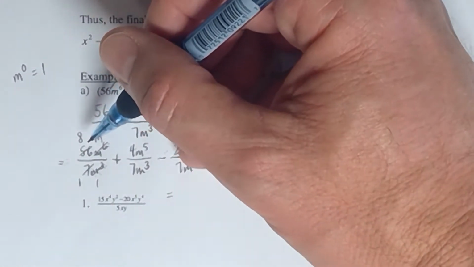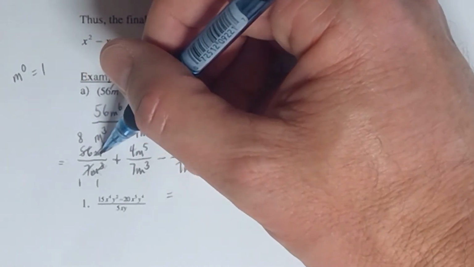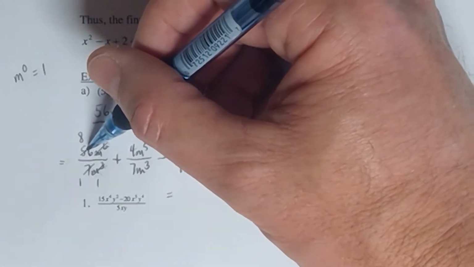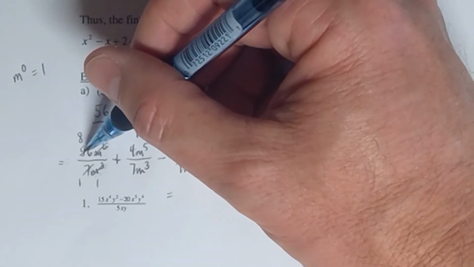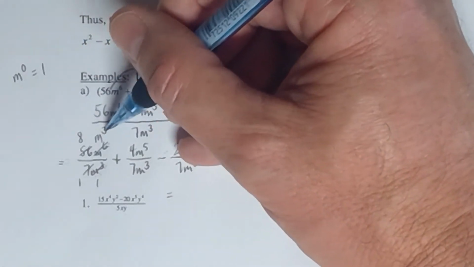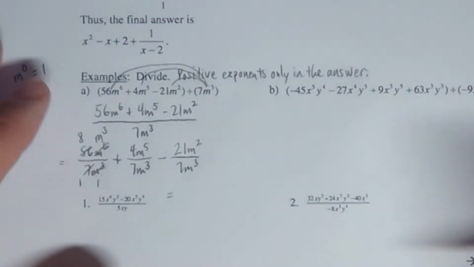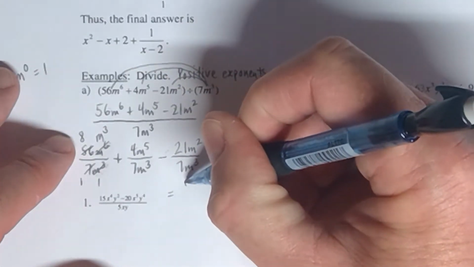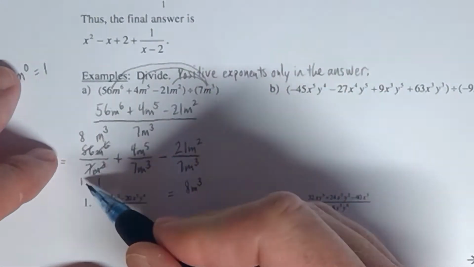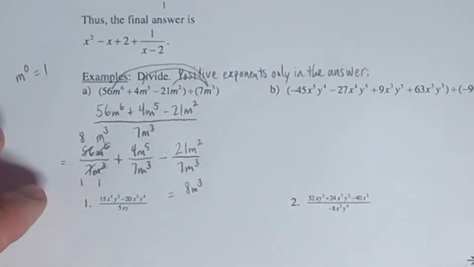What you do is you take the things that replace the old parts right here and you multiply them together, because the old parts, the 56 and the m to the sixth, were multiplied together. So the replacements, which are 8 and m to the third, get multiplied also. So 8 times m to the third is 8m to the third. And then 1 times 1 is 1. But do I need to write the 1 when it's the denominator?